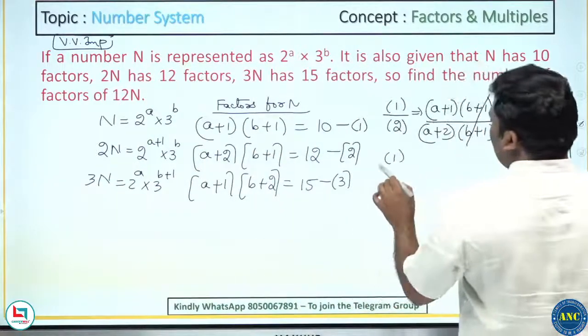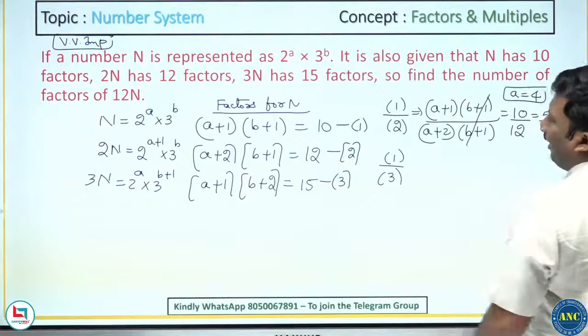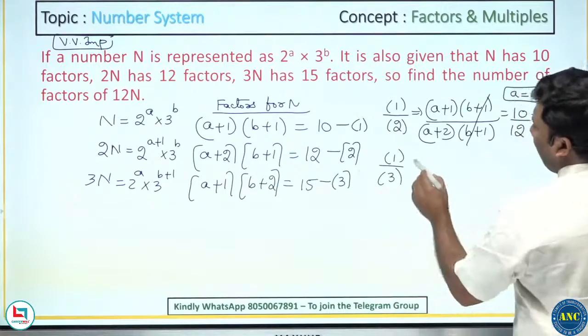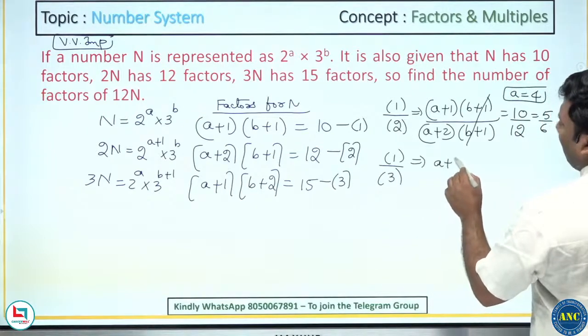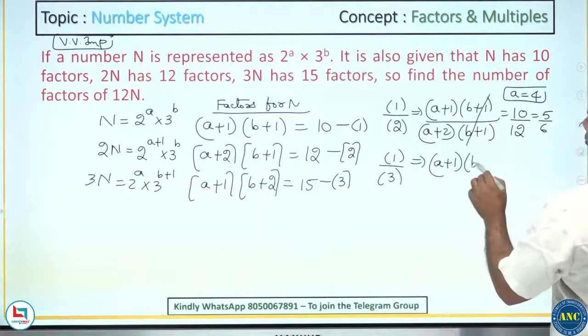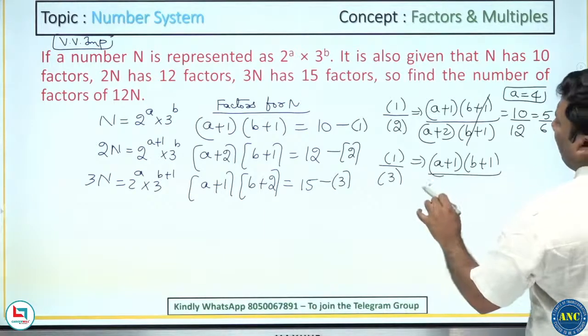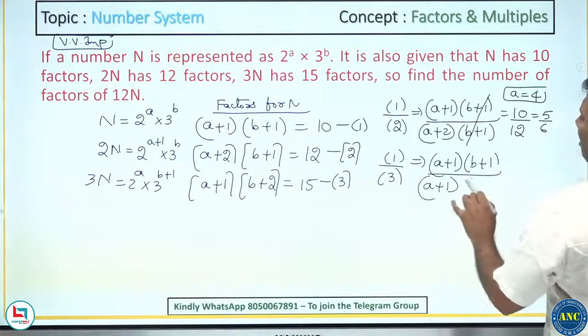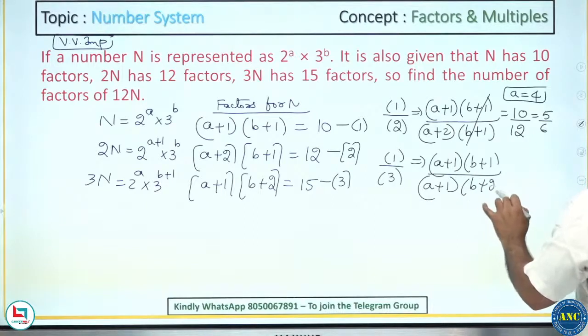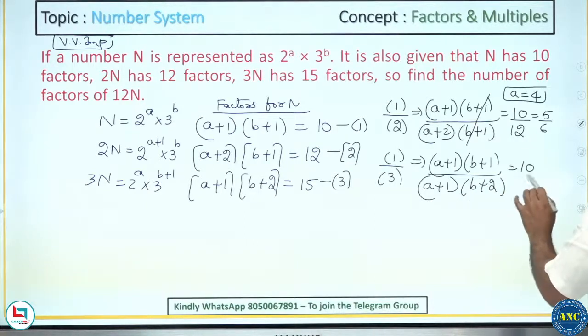Let me do equation 1 divided by equation 3. I can cancel out a plus 1. That's my intention. (a plus 1) into (b plus 1) divided by (a plus 1) into (b plus 2) equals 10 by 15.